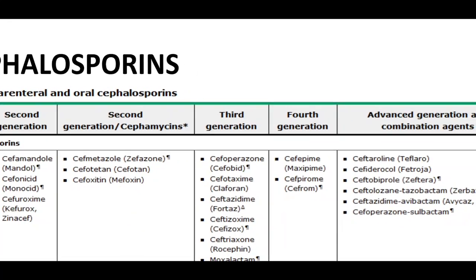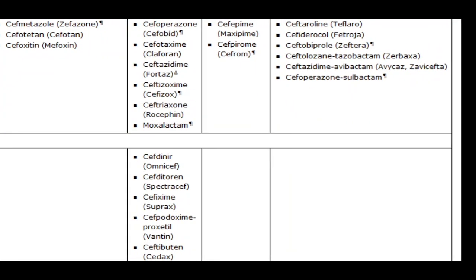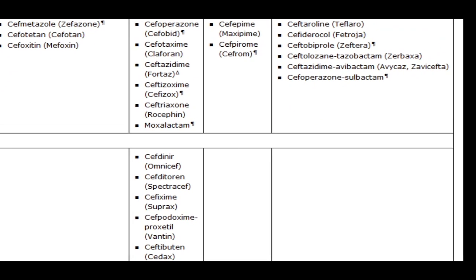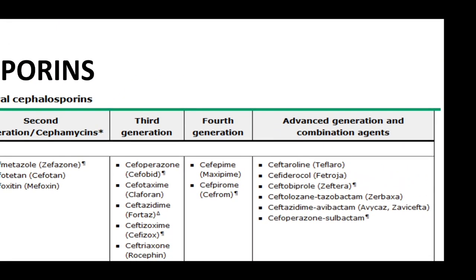In case of third generation, we have the following drugs: cefoperazone, cefotaxime, ceftazidime, ceftriaxone. They are parenteral preparations, and the oral preparations of third generation are cefdinir, cefditoren, cefixime, cefpodoxime, ceftibuten. In case of fourth generation, we have cefepime, cefpirome.